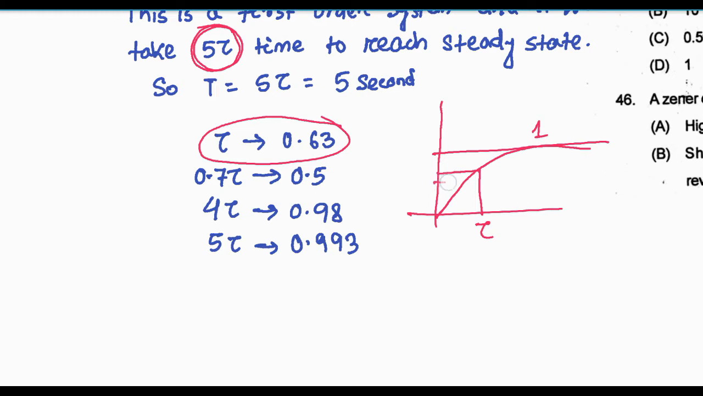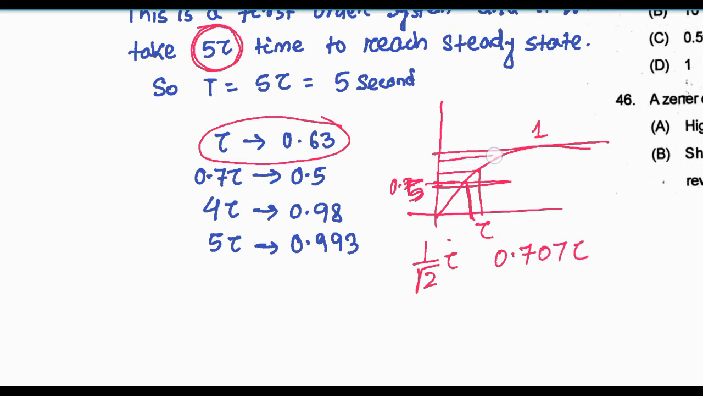If we take this one, this much, this is 0.7 of 0.5 of the final value, that means 50% of the final value. And when we are getting 1 by root 2 of tau, that means half power or the 3 dB value, that is 0.707 tau.